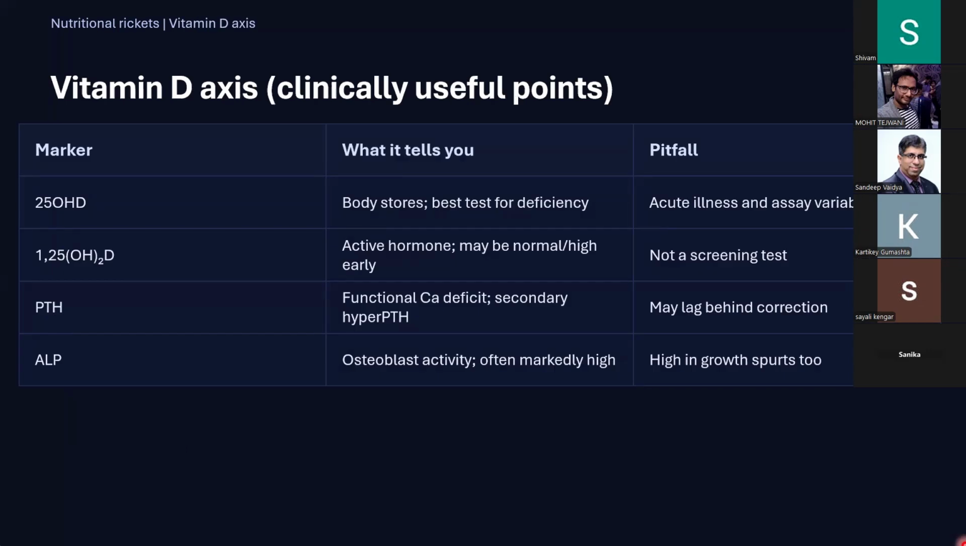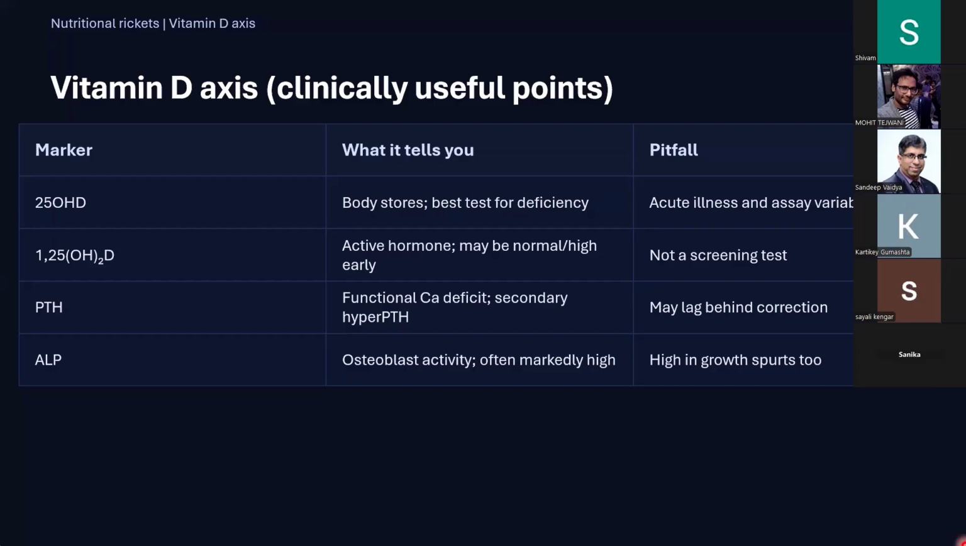So, levels of vitamin D: 25 hydroxy cholecalciferol is basically a storage form of this vitamin D, and that tests the deficiency best. But 1,25 dihydroxy vitamin D is an active metabolite, which may be normal or high in early stages, so still it cannot act as a screening test.